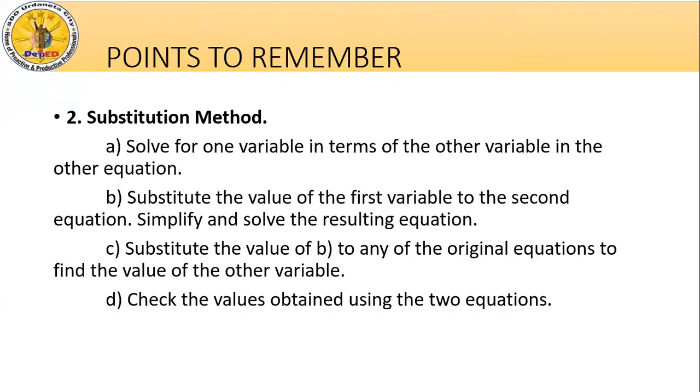The second method is the substitution method. There are 4 steps. Solve for one variable in terms of the other variable in one of the equations. Substitute the value of the first variable to the second equation. Simplify and solve the resulting equation. Substitute the value obtained to any of the original equations to find the value of the other variable, and check the values obtained using the two equations.